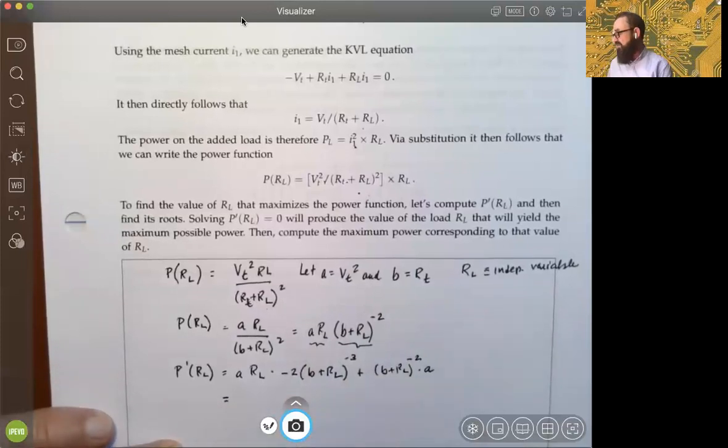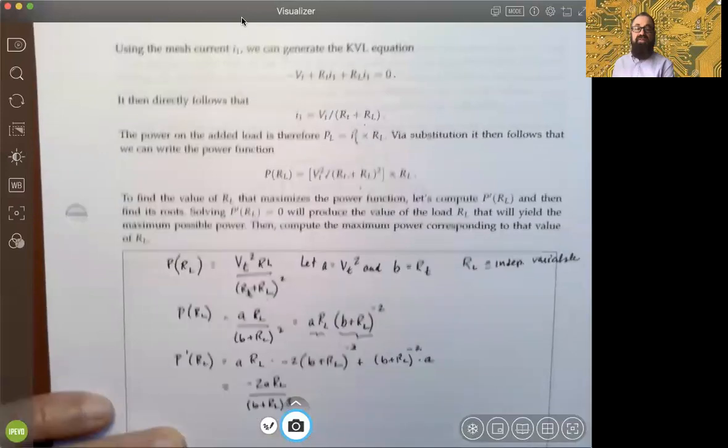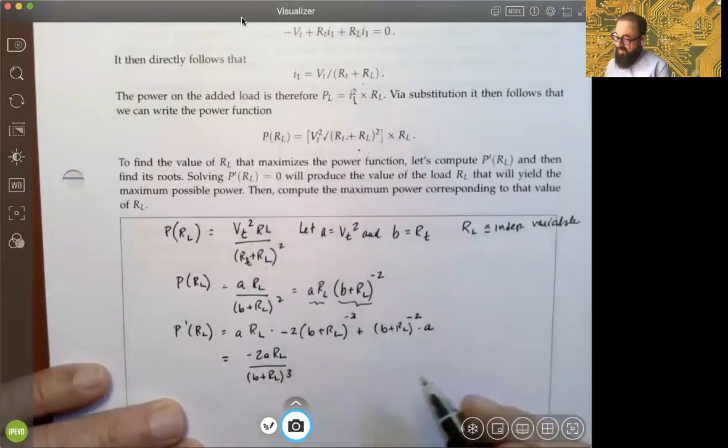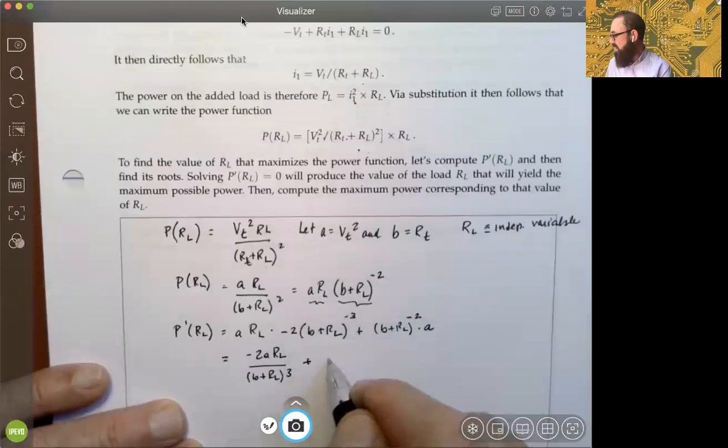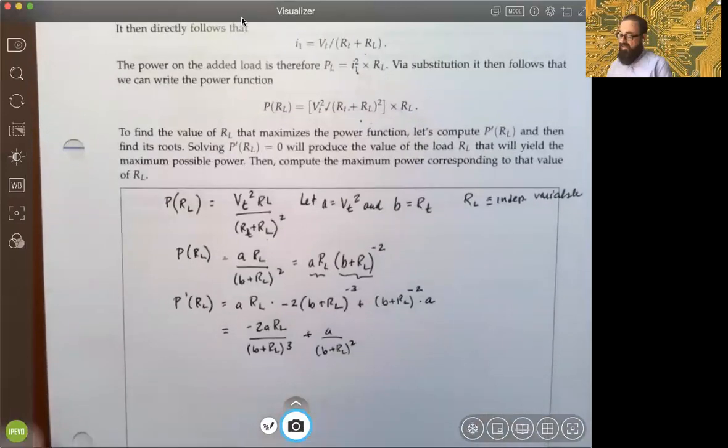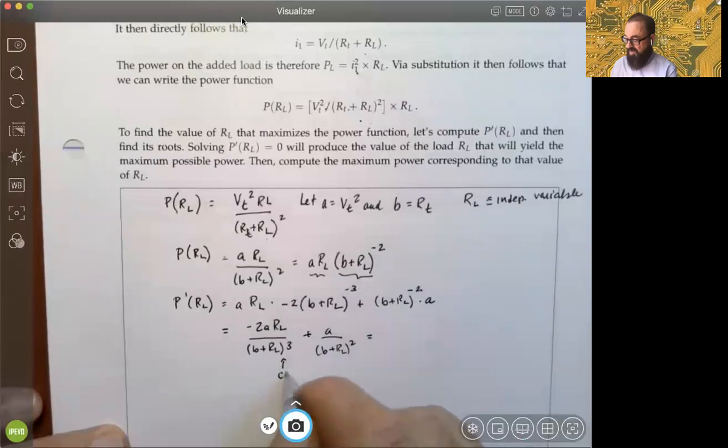So what will we have here? We will have minus 2A times R sub L, all over the quantity B plus R sub L to the third power, as the first part. And the second term would be a plus A over the quantity B plus R sub L squared. And again, maybe simplifying this in terms of getting a common denominator. Clearly, this has to be the common denominator, so that's going to be our common denominator term.